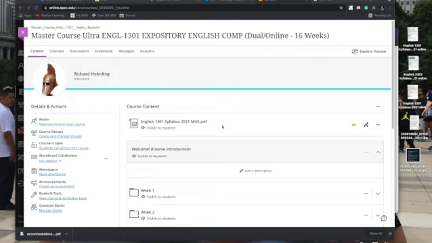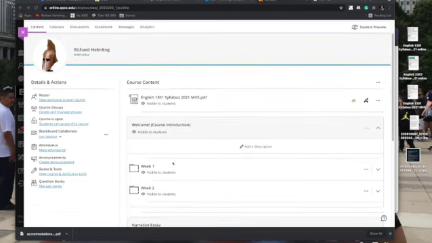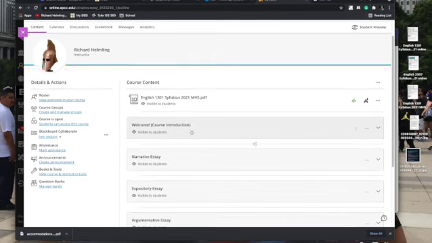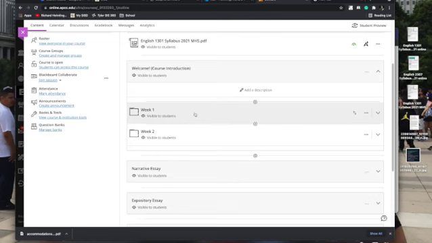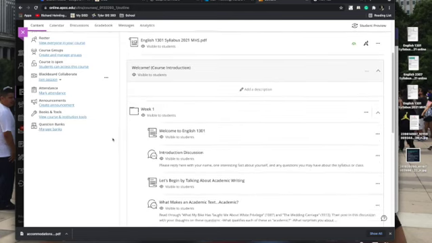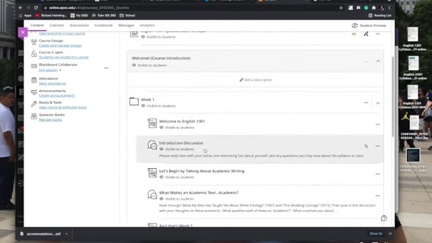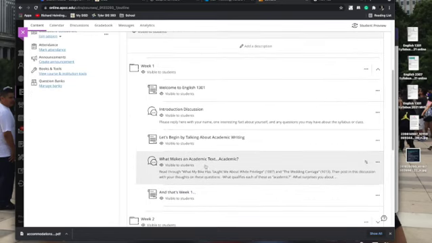So let's look at an example of what this will look like. And first of all, how do we get to our discussions? Typically they'll be nested in some unit. And just for examples, we're going to go to week 1 in the course. And not the introduction discussion, because that's not for talking about text. But we'll go here to the what makes a text academic discussion.